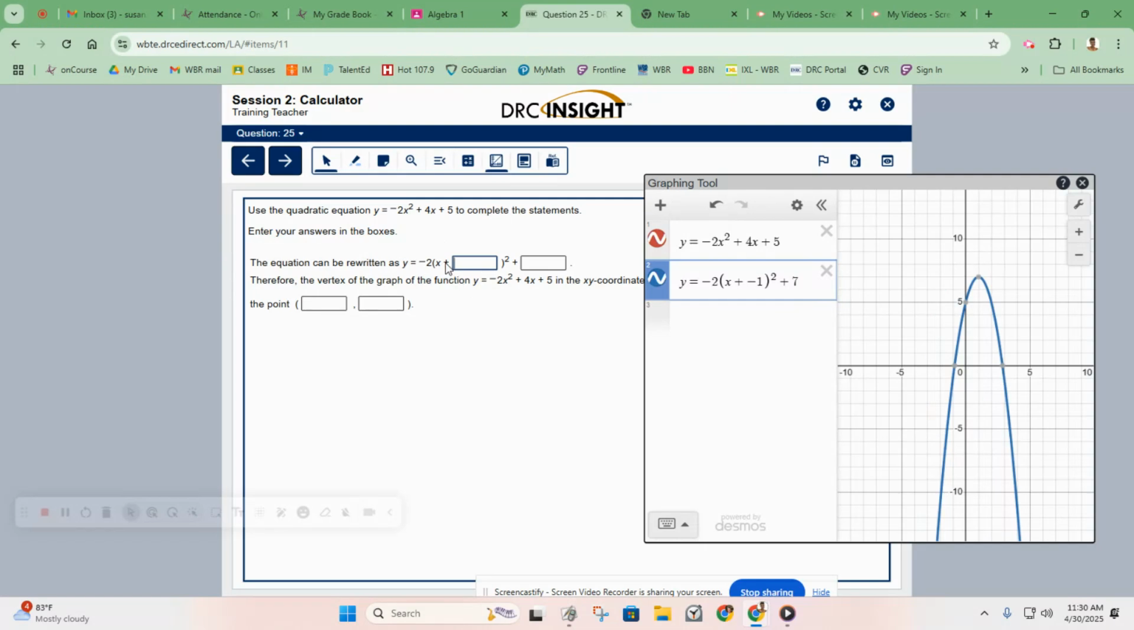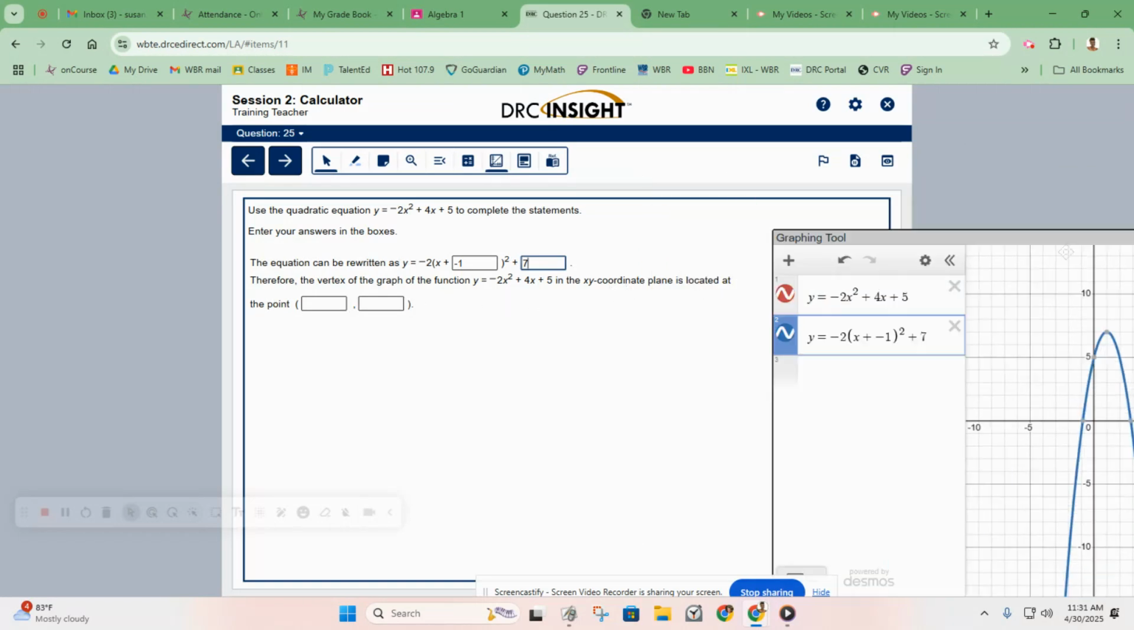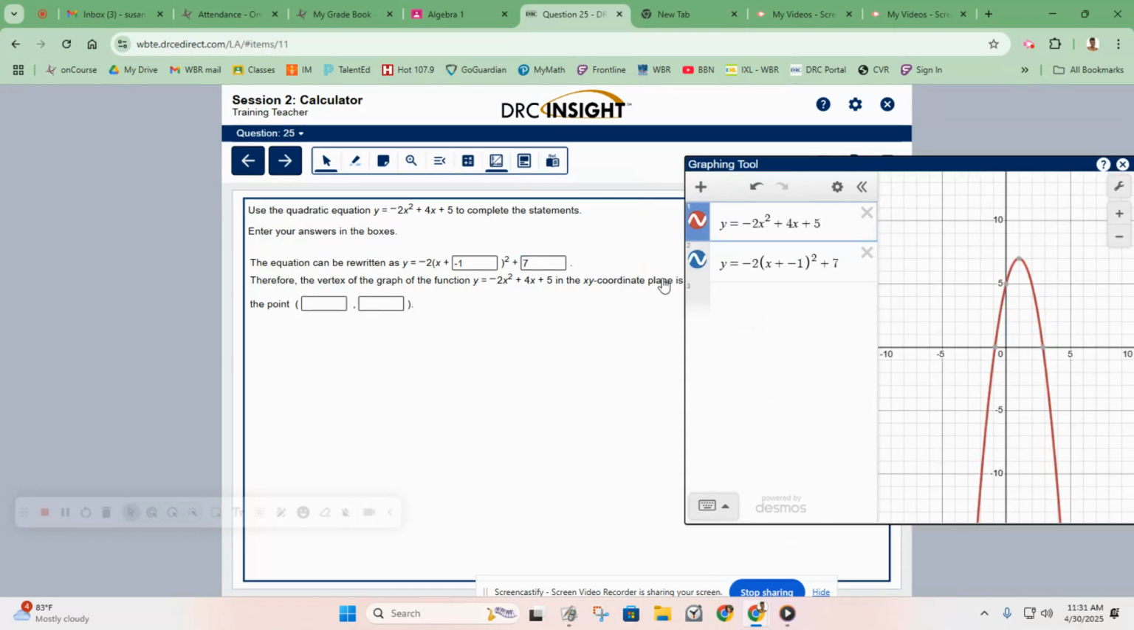So do you see, since this started with a plus inside, what I have to actually type in is negative 1 because it went to the right one. Remember your x values being opposite. So I type in a -1, my y shift was a 7. And I use Desmos, I can see that these are the exact same. I know my answer's right. I don't have to hope it's right. Therefore, the vertex of the function is located at, remember your vertex is at (1, 7).